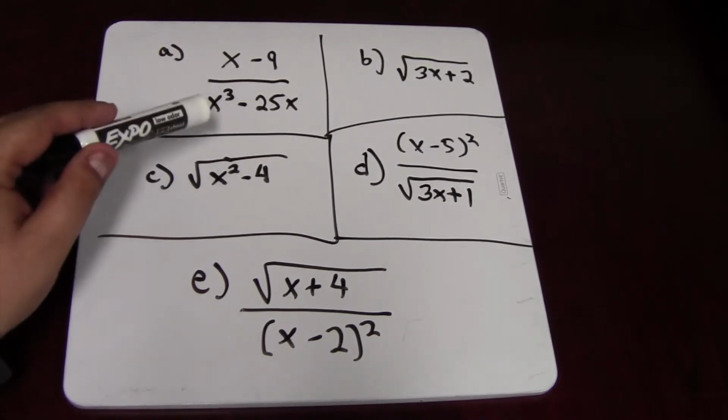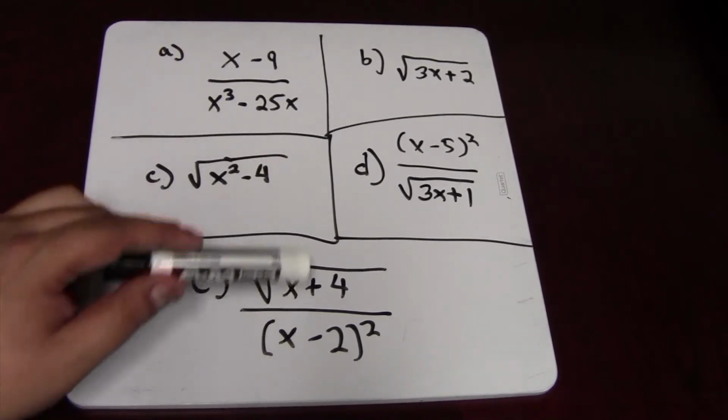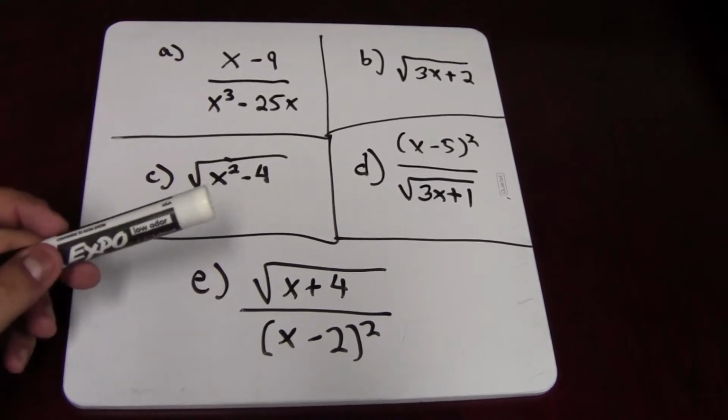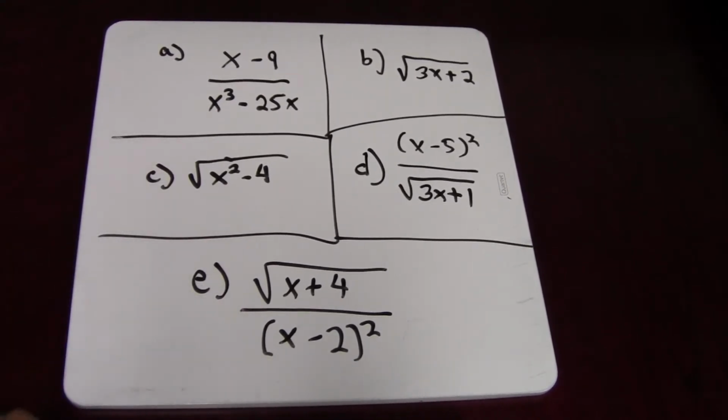And that'll end part 1. In part 2 we'll do D and E, which is kind of a combination, both square root and rational. So we'll get to those in the second part, but for now, let's start with A here in part 1.